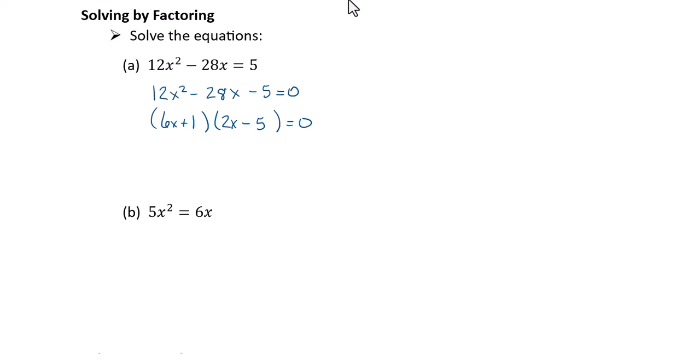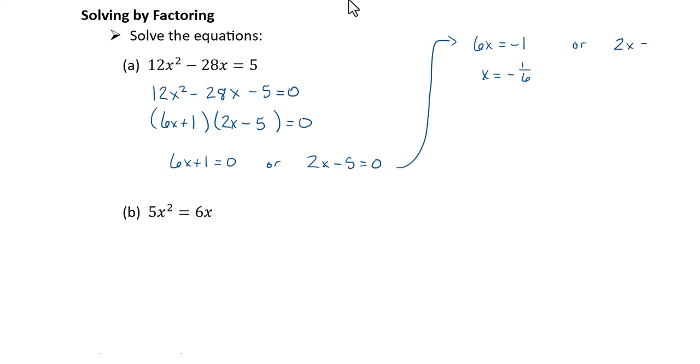Now, the zero product rule says that if this times this equals 0, then it must mean that 6x plus 1 equals 0, or 2x minus 5 equals 0. So now I can solve each of those easier linear equations. 6x equals negative 1 gives me x equals negative 1/6, or 2x equals 5, dividing both sides by 2, I get x equals 5/2.